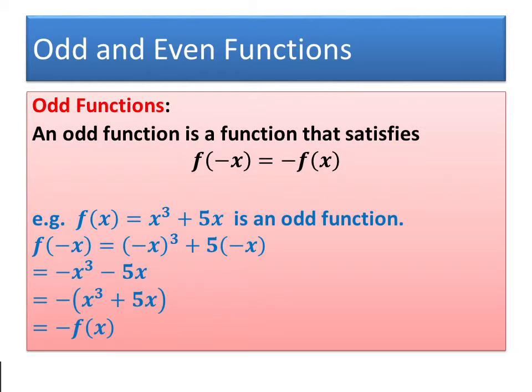Can we take a minus common factor? Yes. When you take a minus common factor, you will have minus open bracket x cubed plus 5x. What's inside the bracket is simply f of x. So we prove that f of minus x is equal to minus f of x, which means that the function given is an odd function.